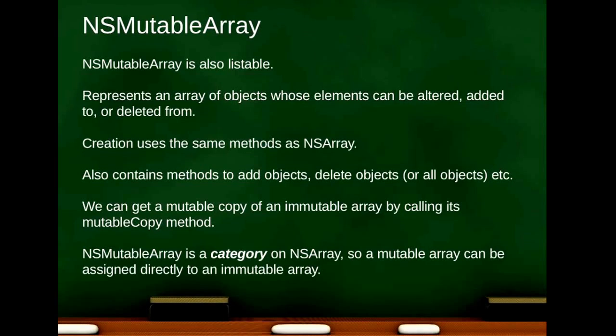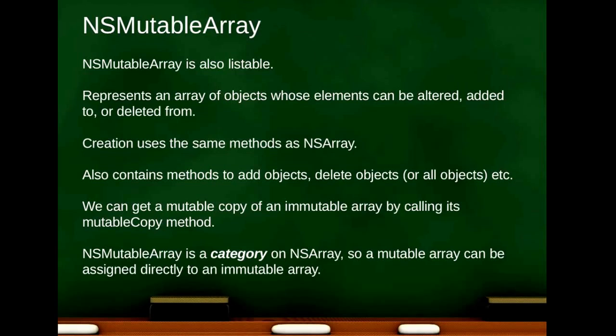An NSMutableArray represents an array of objects whose elements can be altered or added to or deleted from. When we create an NSMutableArray, we use the same methods as NSArray, initWithObjects or arrayWithObjects, depending on whether we want an autoreleased version or an actual version that has a reference count of 1.